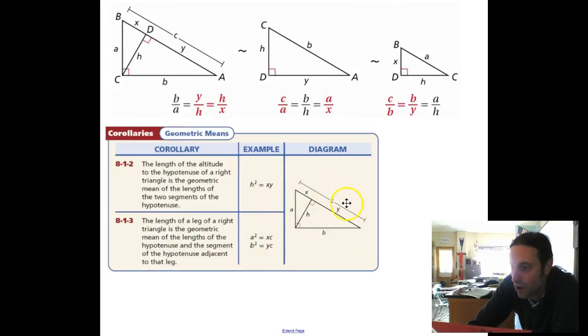h squared is the product of x and y. a squared is the product of x times the entire length. And b squared is the product of this side times the entire length. What does that look like?